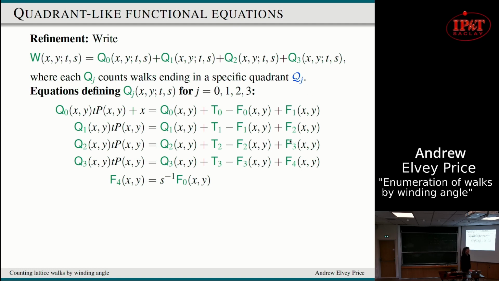So we get this system of equations, and then F4 is related to F0 because they're both considering flux over the same line, but for F0 it's more from the perspective of the upper right quadrant, and for F4 it's from the perspective of the lower right quadrant. Anyway, so the factor of S comes in because of moving over that line.